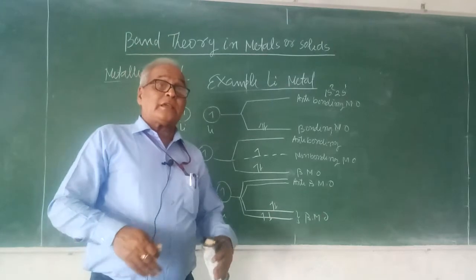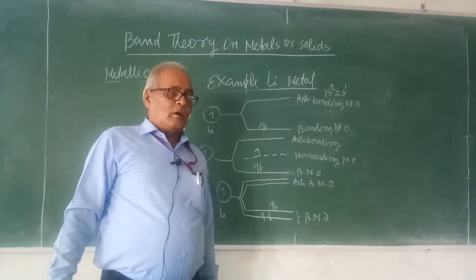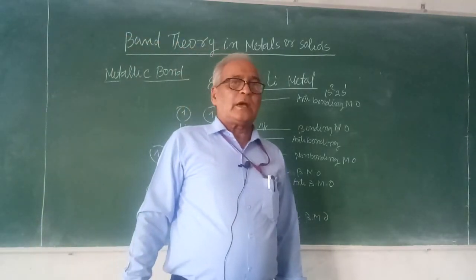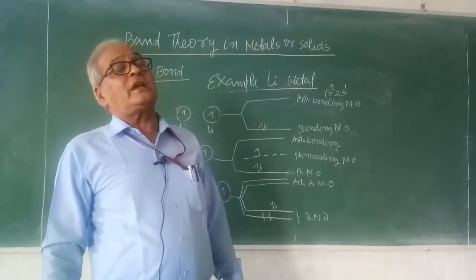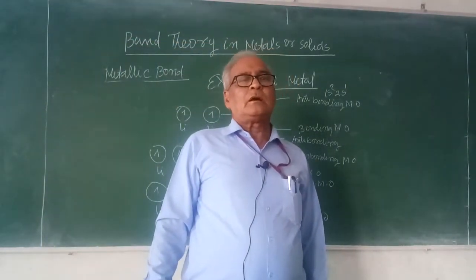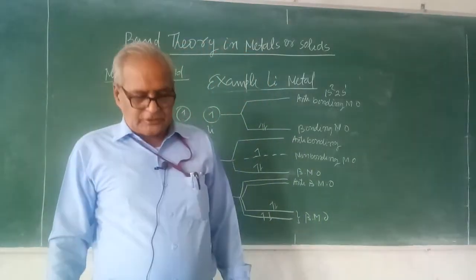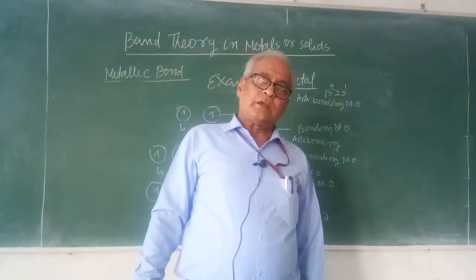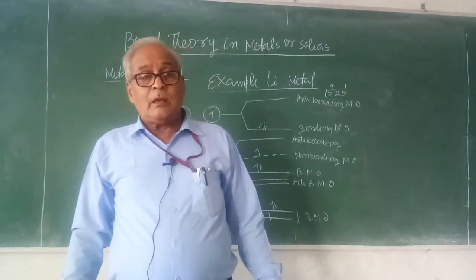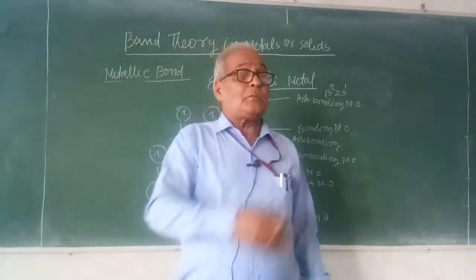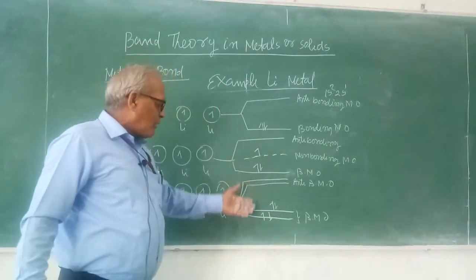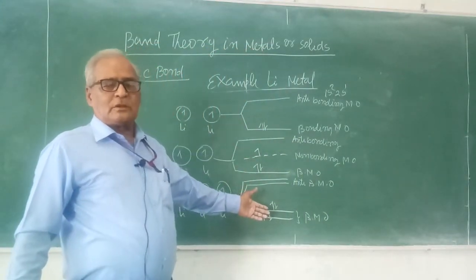So suppose there are N atoms. In one mole of the substance there are 6.02 into 10 to the power 23 atoms, that is the Avogadro number. So this is a very big number. How do all these big numbers make a molecular orbital? Of course, the molecular orbitals will be formed according to this system.